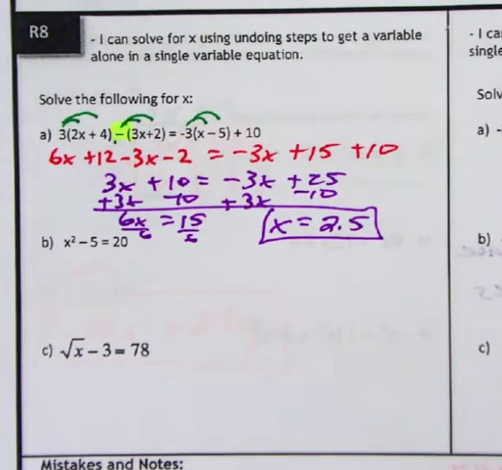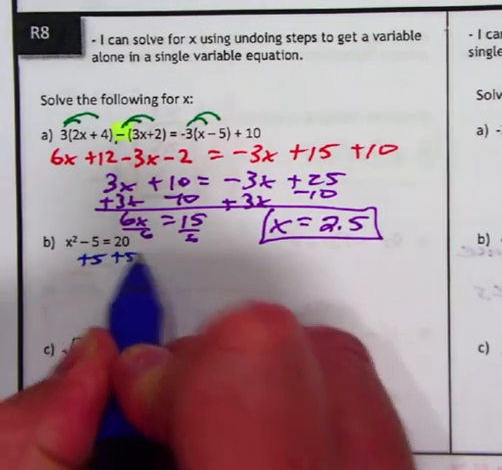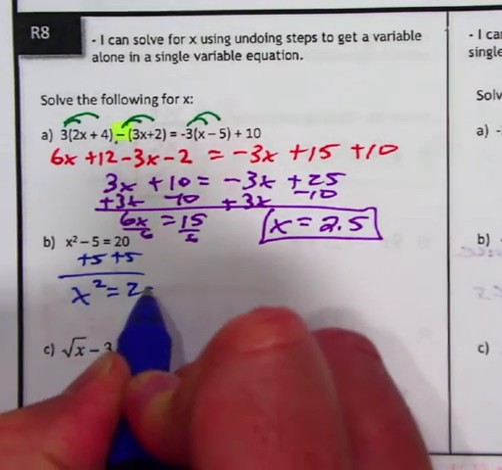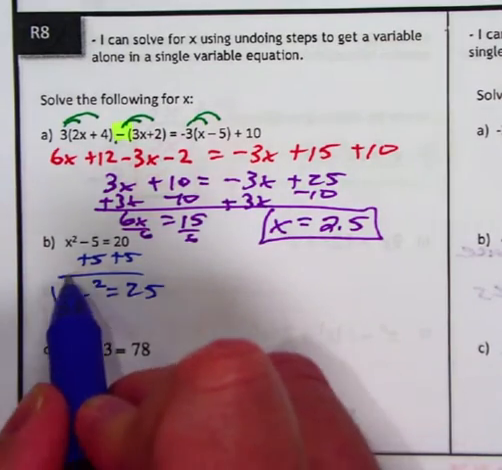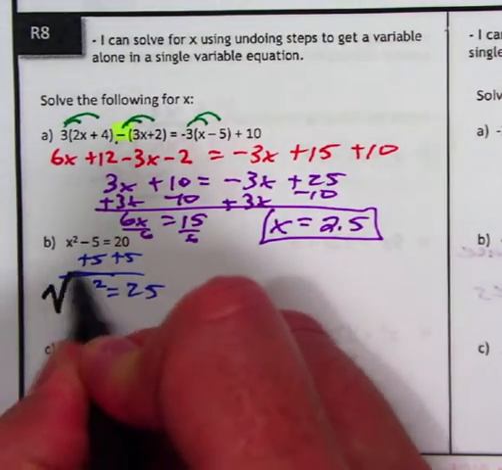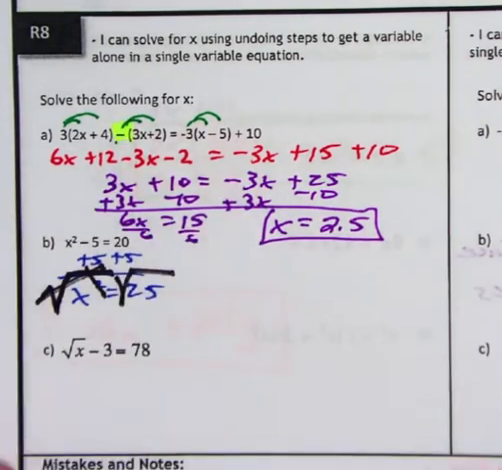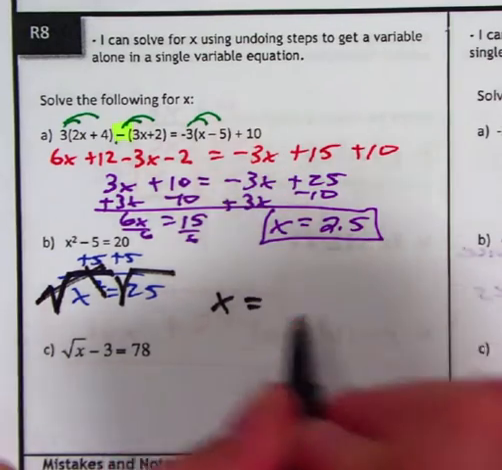Next, I talked about this one briefly already. It's a squared, so add 5 to both sides, and x squared equals 25. Just take the square root. That's how you get rid of a squared. So I'll make this stand out here a little bit. Look at that. Just square root it because you had a squared. Boom. Square root cancels a squared, and x equals the square root of 25.